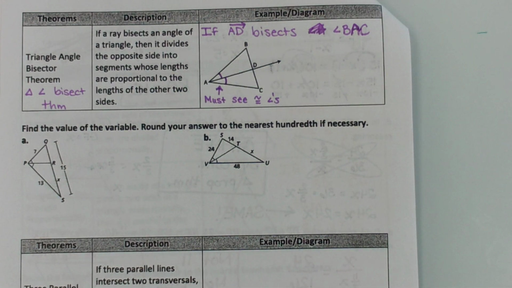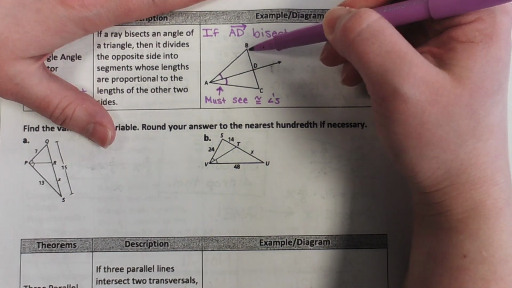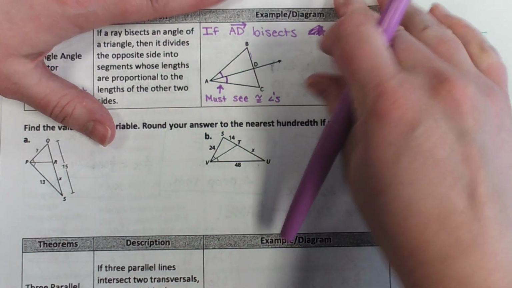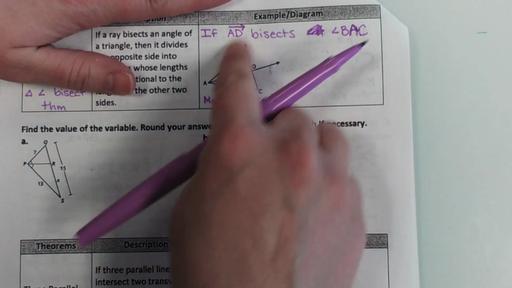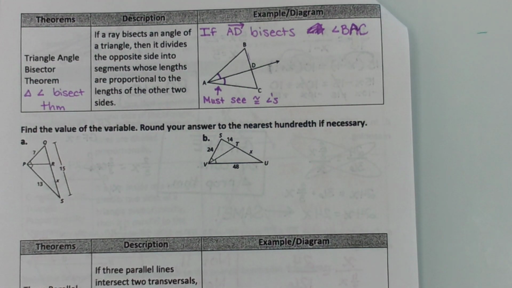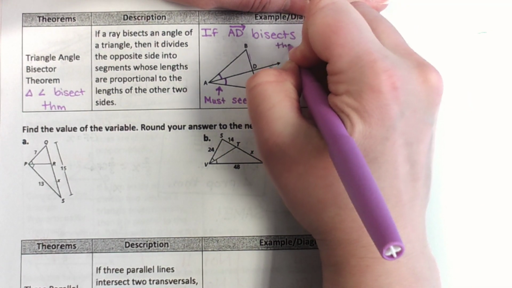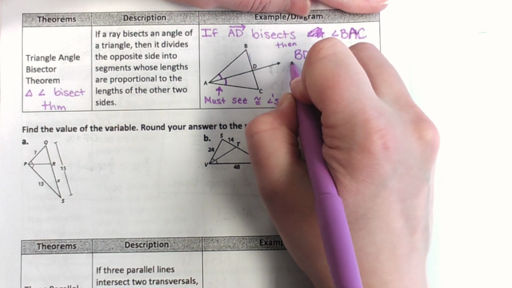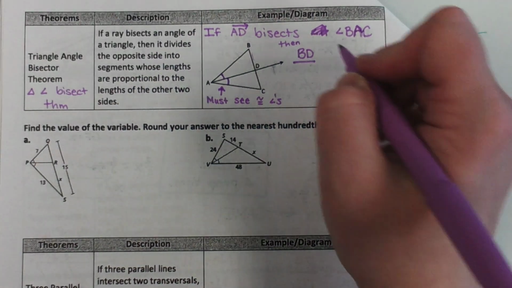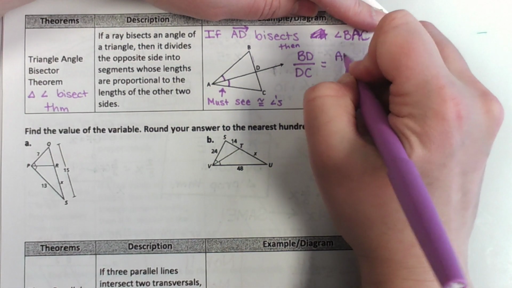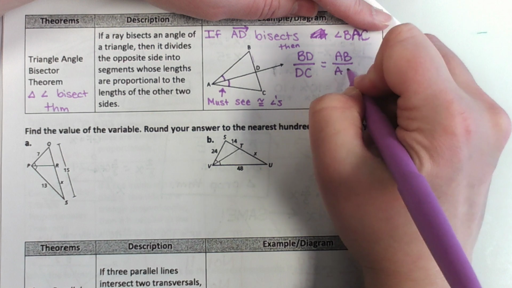You must see those congruent angles. If you have those angles congruent, then these two segments that got formed when the ray came through the middle are proportional to the side lengths that are still here. So BD, oops, I forgot the word then. BD over DC is equal to AB over AC.